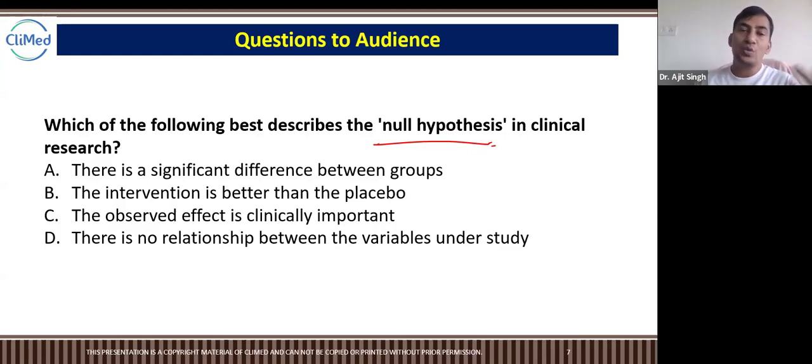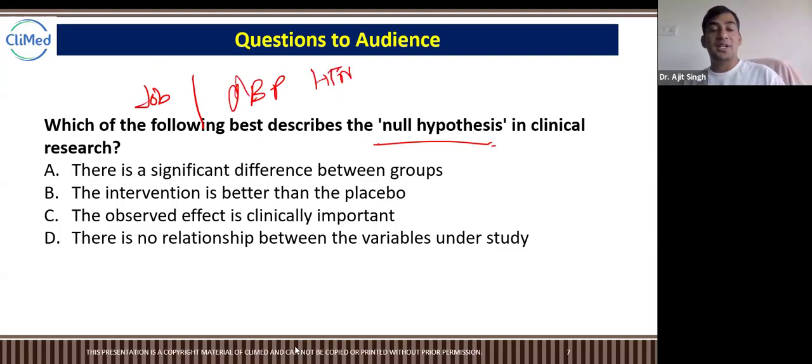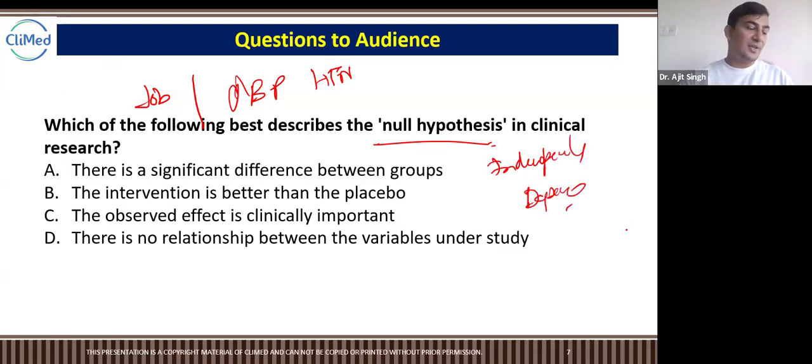Variables means there are two types of variable. One is dependent variable, one is independent variable, right? So if I talk about job and raised blood pressure or hypertension, can someone tell me what is independent and what is dependent? What is independent variable, what is dependent variable?